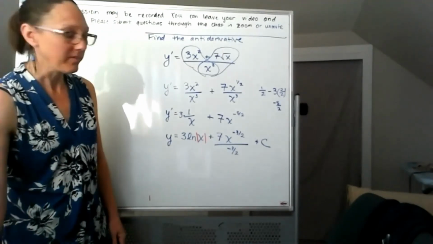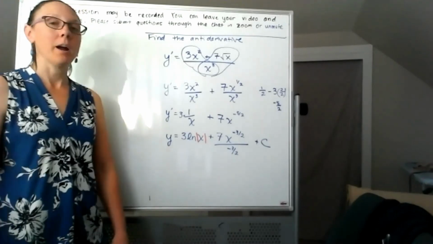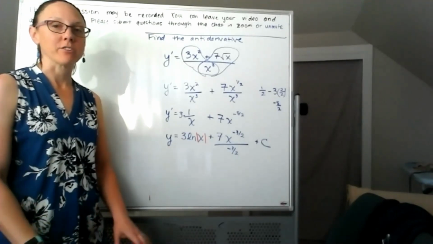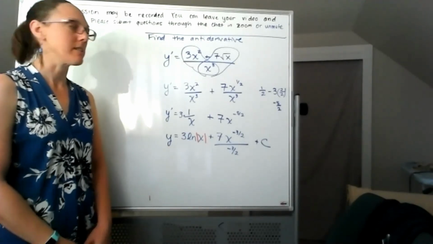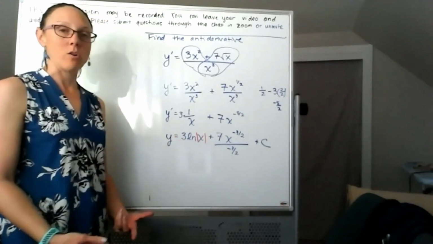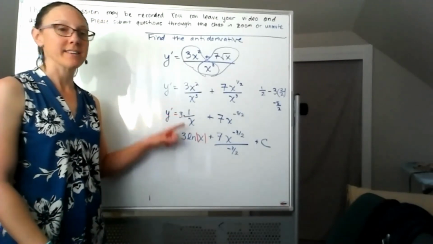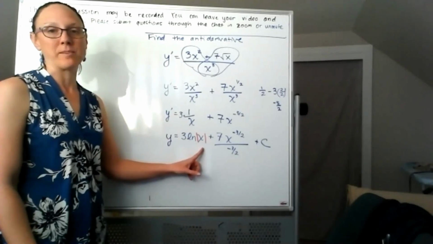And we'll talk more about that a little bit later after we've discussed the fundamental theorem of calculus. But for now, just know that the antiderivative for 1 over x is natural log absolute value of x.